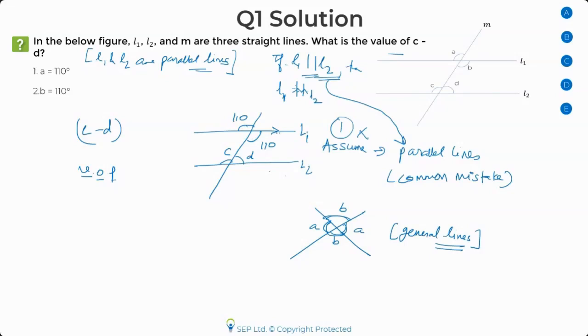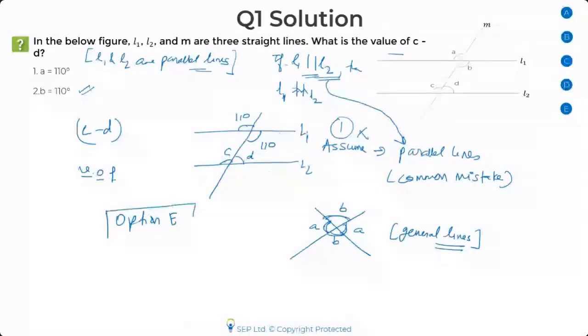And the same goes for option B also, statement two also. If I take statement two, I know this is 110, all I can say is that this is 110, but I won't be able to figure out the values of C and D. So the answer in this case would turn out to be option E. I hope this is clear, guys.